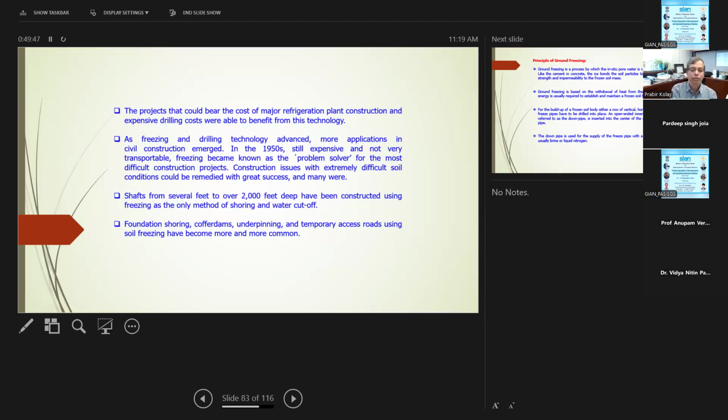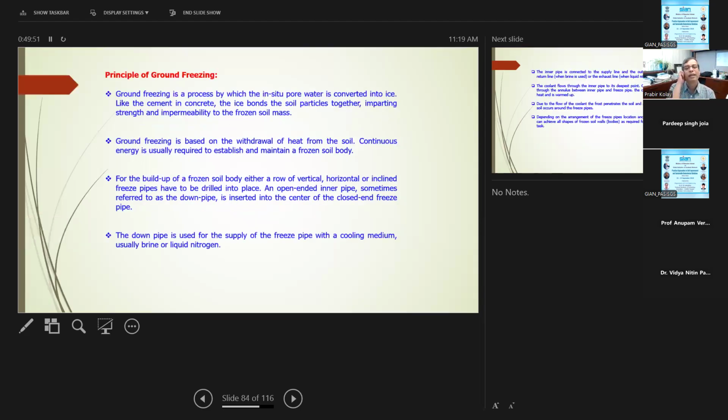It's not easy. So now, how to freeze the ground? The principle of ground freezing is a process in which the in situ pore water is converted into ice, like the cement in concrete, right? Ice bonds soil particles together, imparting strength and impermeability to the frozen soil. Ground freezing is based on the withdrawal of heat from the soil. So you just remove the heat and freeze the ground.